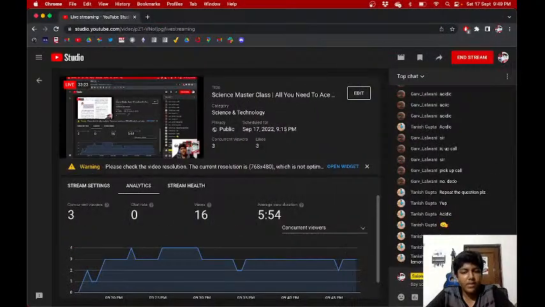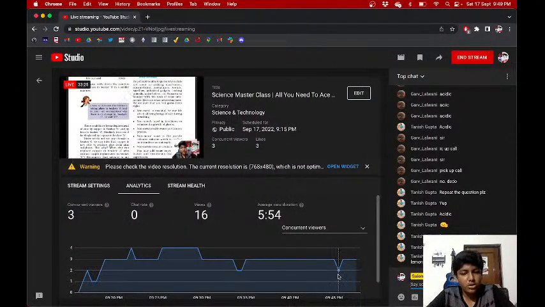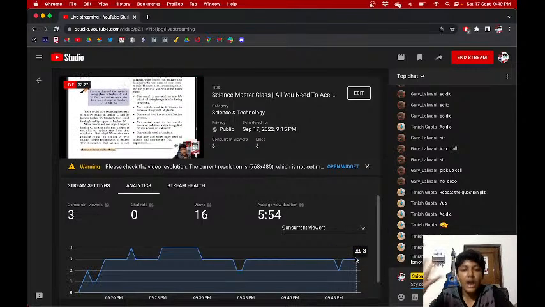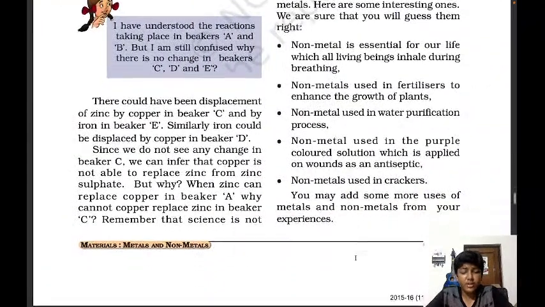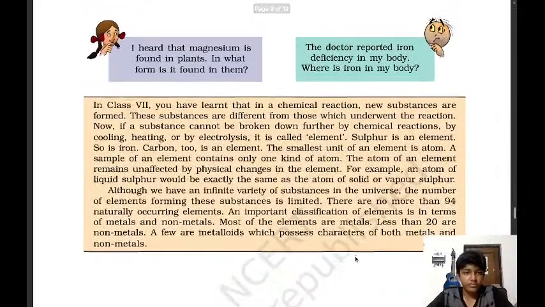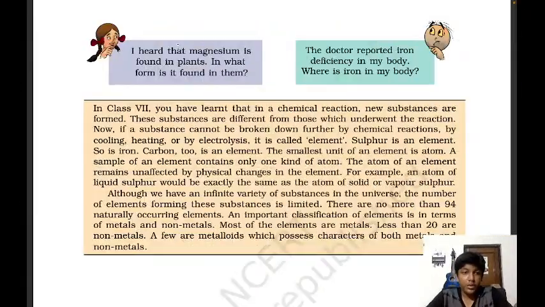Can anybody tell which non-metal is used in crackers? Like crackers. I believe it's phosphorus. I don't know. So I heard that magnesium is found in plants. In what form is it found in them? Okay. So can anybody tell?